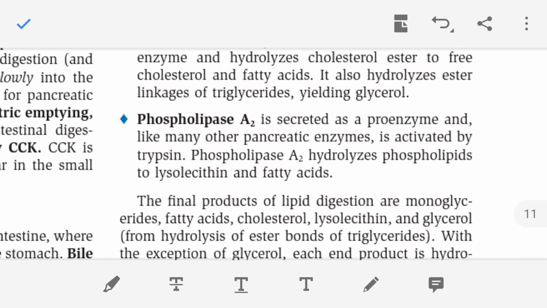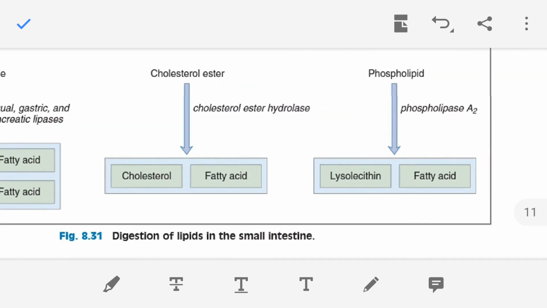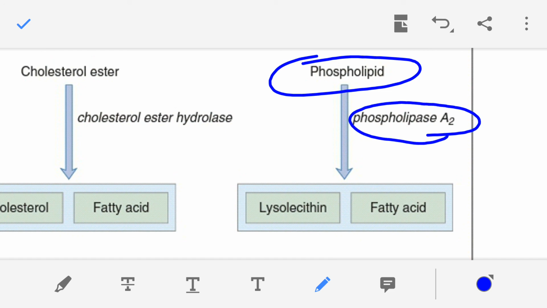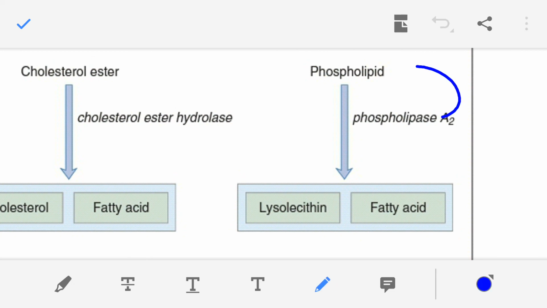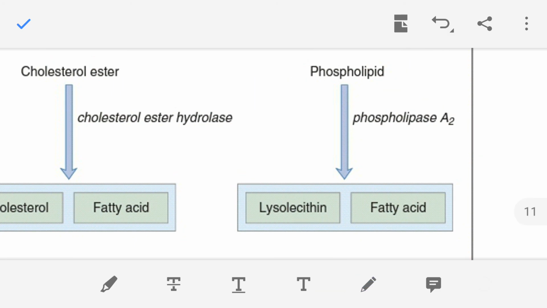Now, what is the action of this phospholipase A2? So here, this one is the phospholipase A2. It hydrolyzes this phospholipid, and it converts this phospholipid into lysolecithin and fatty acid.